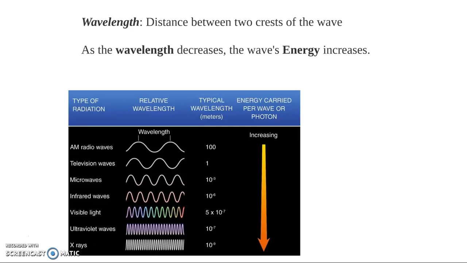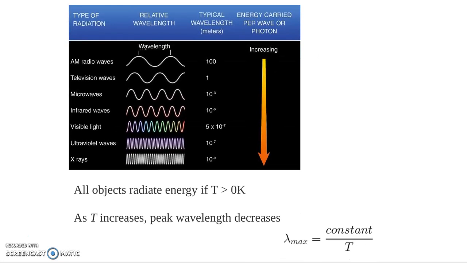This is why when you go out on the beach, you can get sunburned because you are being bombarded with ultraviolet waves, which have short wavelengths, therefore high energy. Every single object in the entire universe, if its temperature is above absolute zero or 0 Kelvin, will radiate energy away. It emits energy through electromagnetic waves.